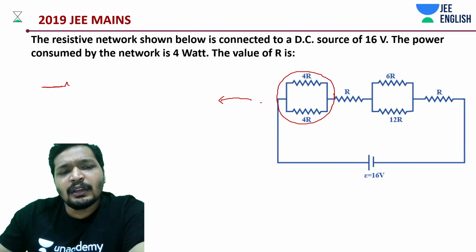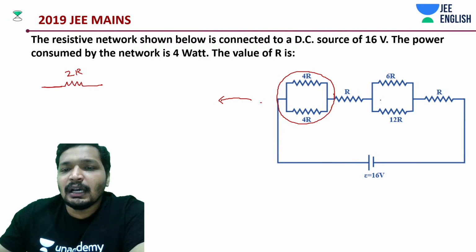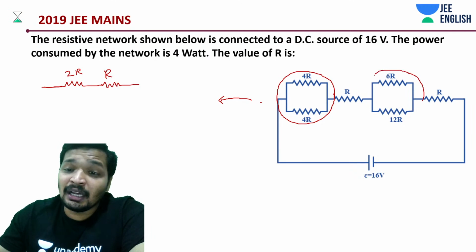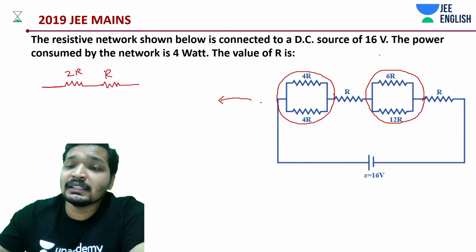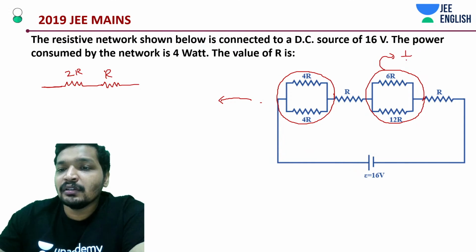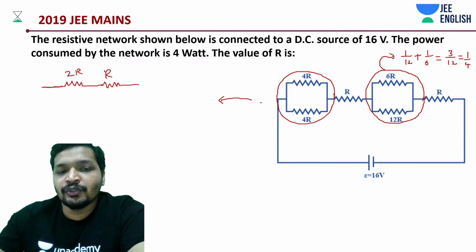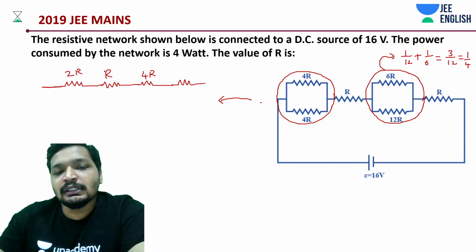It is as simple as that. Then we have another R, and then we have 6R and 12R in parallel. How much is that going to give you? 4R, isn't it? But there is an R, so also use that R. Don't forget that R. That's going to be 4R, and then we have another R in series.